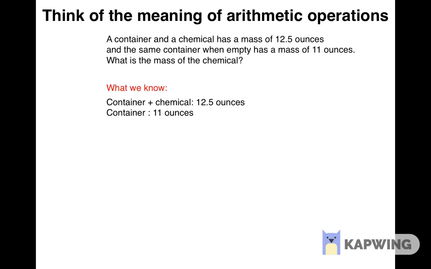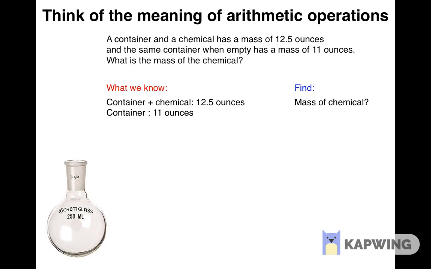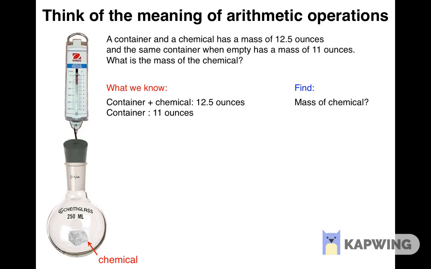You have here two numbers, 12.5 and 11 ounces. But I won't tell you what you need to do with these numbers. You need to think how arithmetic operations relate to the real world. This relationship is usually common sense. Why does the container with the chemical in it weigh more than the empty container? The extra mass must be the mass of the chemical, right?